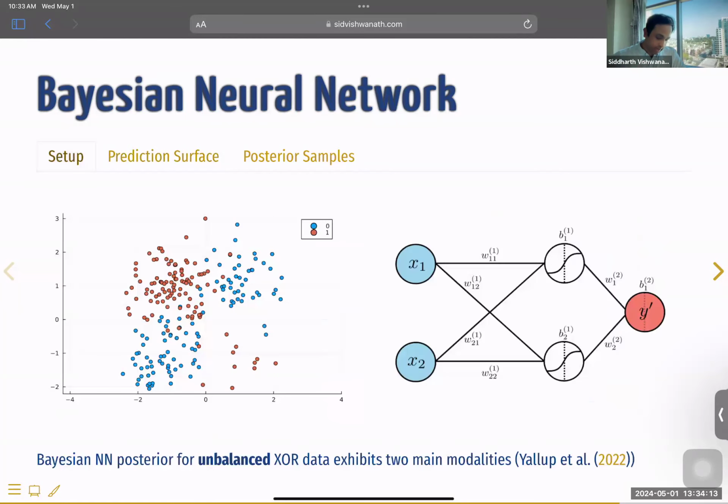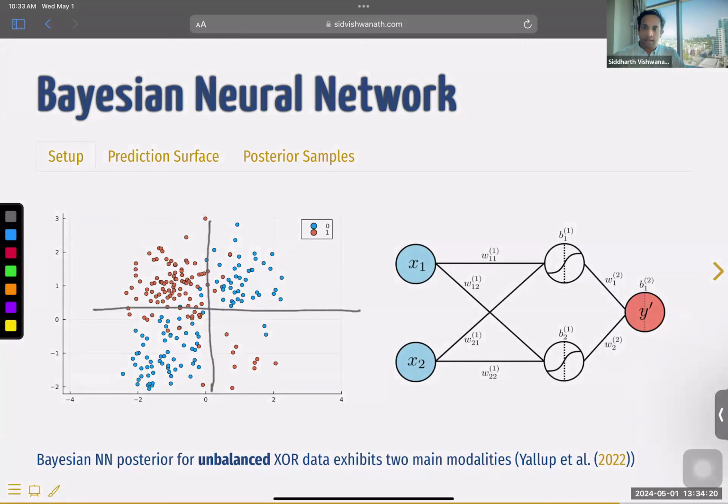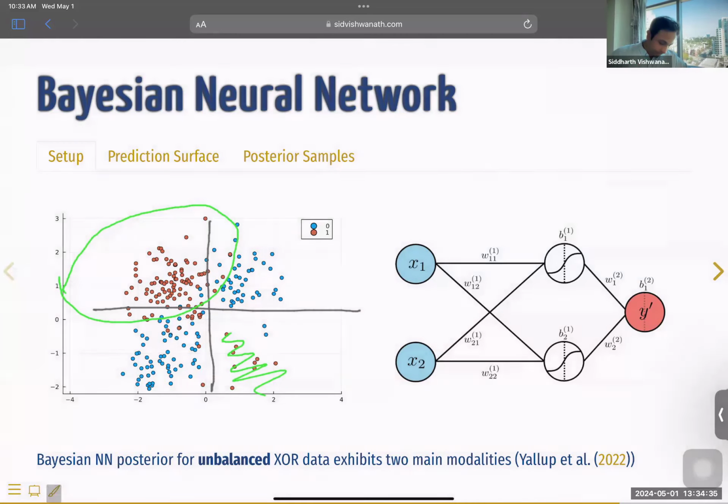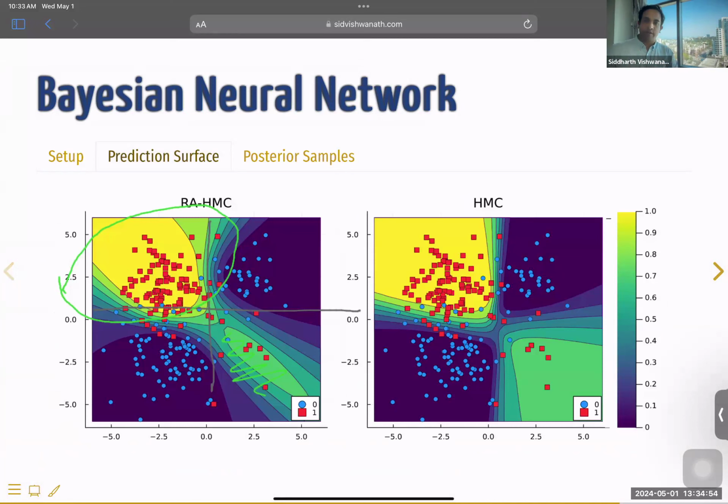Because it's highly imbalanced, your first mode is your classic XOR classification. But your second mode is something that should only take into account this and disregard this information over here. So what you should ideally see in your posterior prediction surface is an unequally weighted mixture of the classical XOR prediction surface and your prediction surface that only deals with the top left. And this is more in line with what the repelling-attracting HMC is giving you over here.